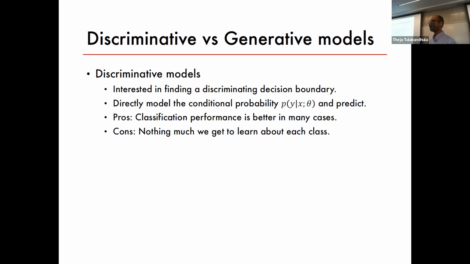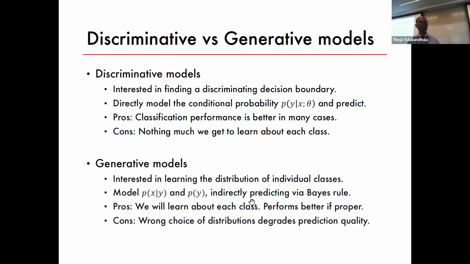Logistic regression is more robust than something called Gaussian discriminant analysis or linear discriminant analysis that we'll see next lecture. So fewer assumptions, but performance is better because even if the assumption is slightly off, it's okay. And the con is that nothing much is learned about each class. We don't learn anything about the features given the class. You have to do extra work to learn anything more.